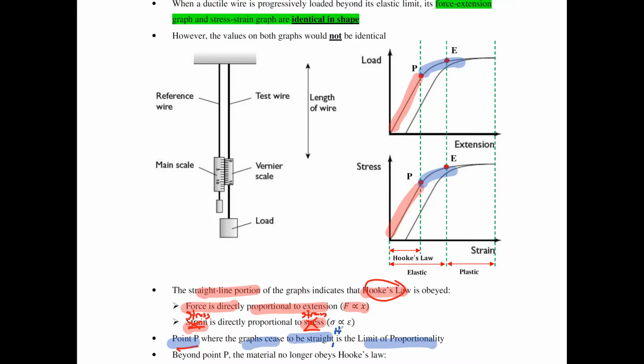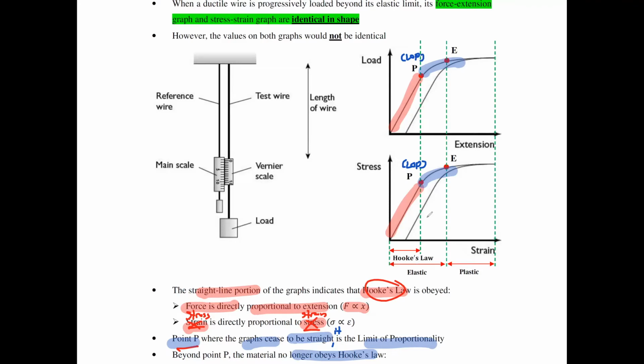It is the limit of proportionality. Okay. So beyond point P, because your graph is no longer straight, it no longer obeys Hooke's law. All right. So point P here, you can say is the limit of proportionality.